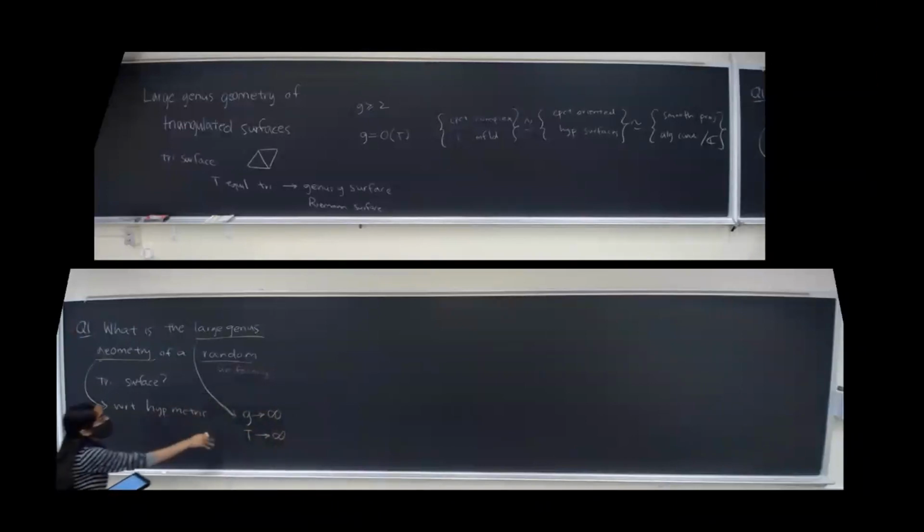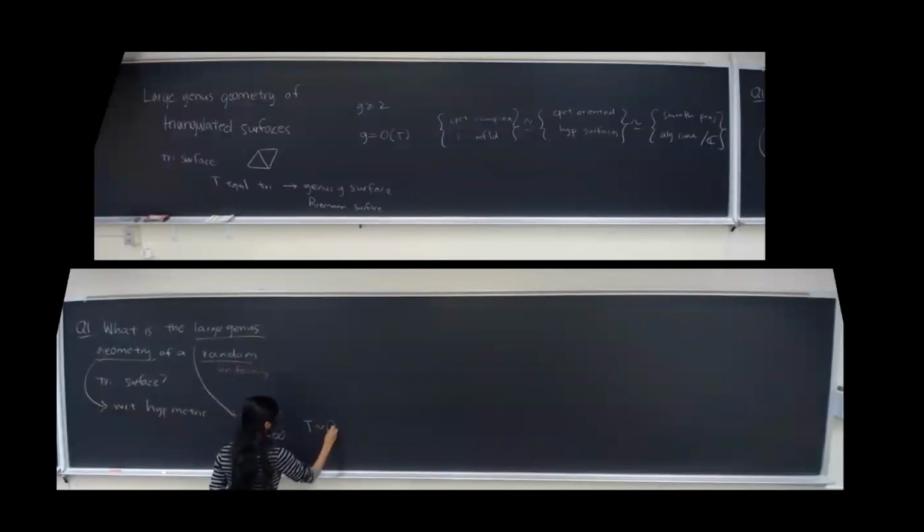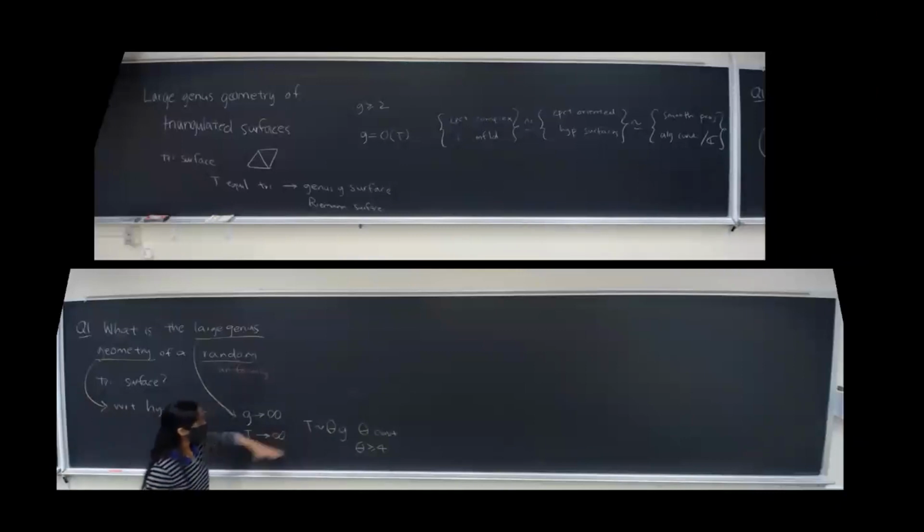And since there are two parameters here, if you don't want to think about two parameters, an interesting thing you can do is simply set T to be around theta g for theta a constant. And theta has to be at least 4 for the combinatorics to work out. And then basically you're asking the question, the genus is increasing, so you have different moduli spaces, and for each one, you have a bunch of triangulated surfaces, and you want to understand geometric quantities.